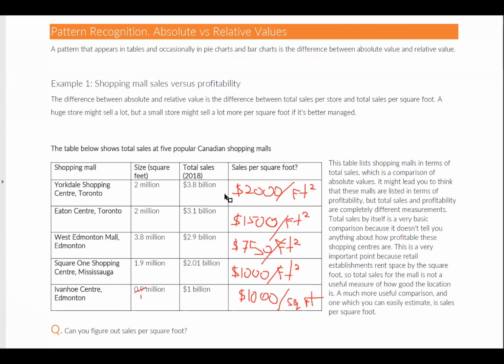So technically, will they give these calculations or no? We have to do it. No, they'll never give this. We have to calculate and then we have to interpret.